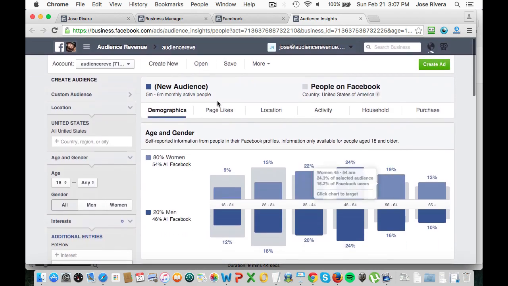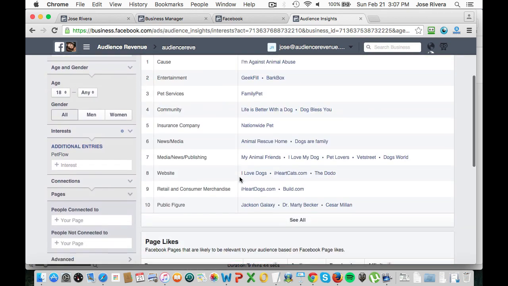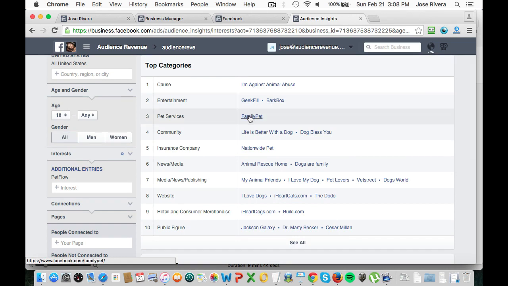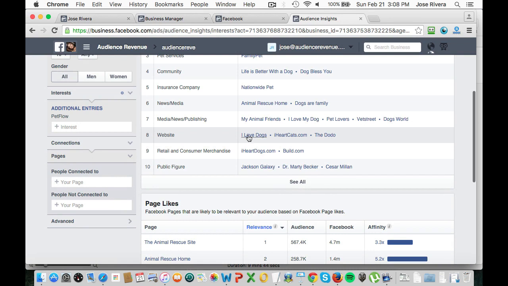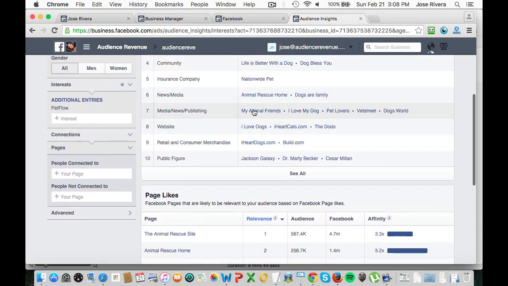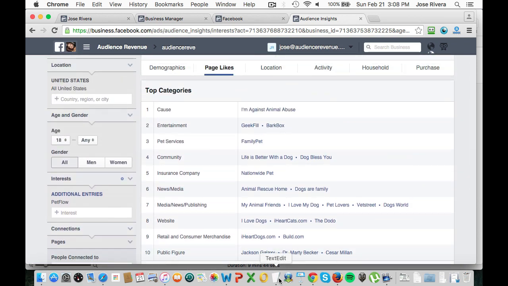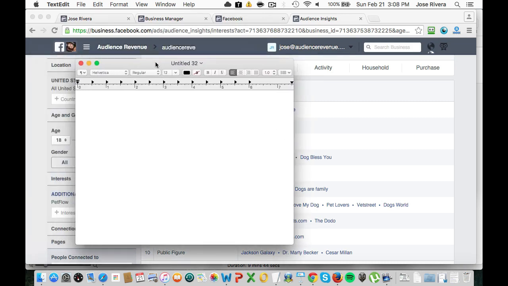And what you want to do is you also want to look at some of the other pages that they like. What are the other pages that these fans like, right? So BarkBox, that's pretty cool. Family Pet, right? And you could even drill. These are all interests that I would target, right? I love dogs. When I create my first campaign, I'm going to target these interests, right? So I love dogs. So you want to write these things down, okay? Just create a notepad. Get a notepad or Excel spreadsheet.